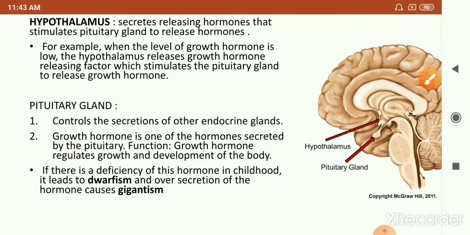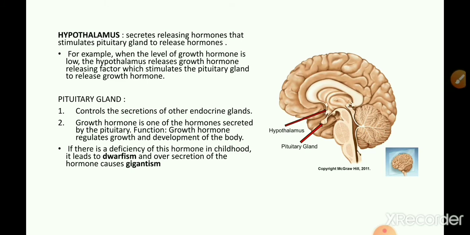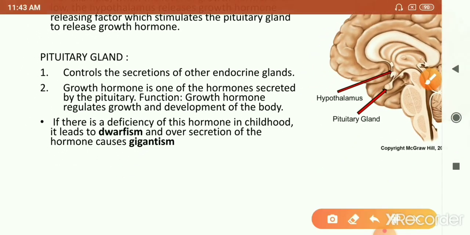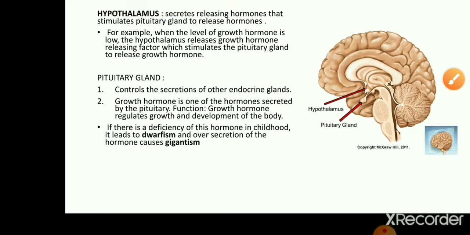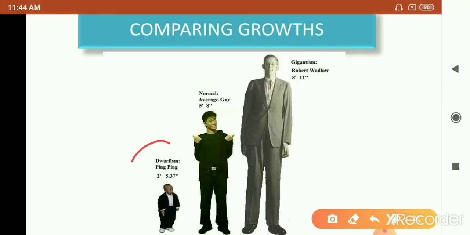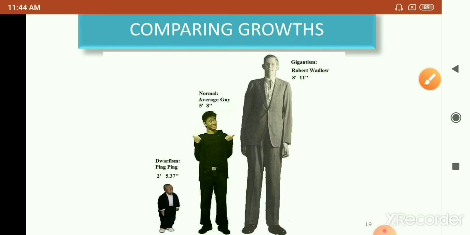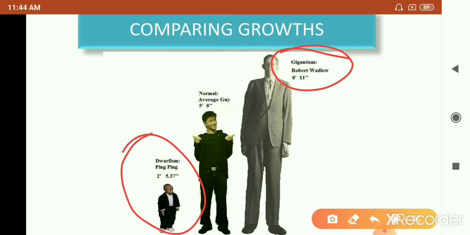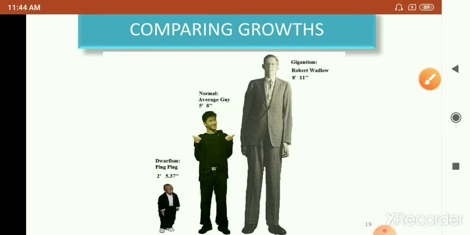Now, as already told to you, if hormones are secreted in lesser amount or if there is over secretion of a hormone, then both cause a disorder. In case of growth hormone, if there is a deficiency of growth hormone in childhood, then that leads to a disorder called dwarfism. Whereas over secretion of growth hormone makes the longer bones grow abnormally long, and that results in a disorder called gigantism. So deficiency causes dwarfism, and over secretion results in gigantism. So that's about the pituitary gland.